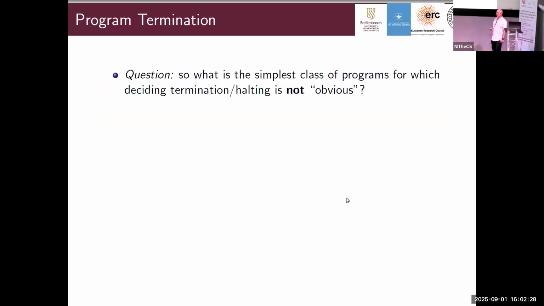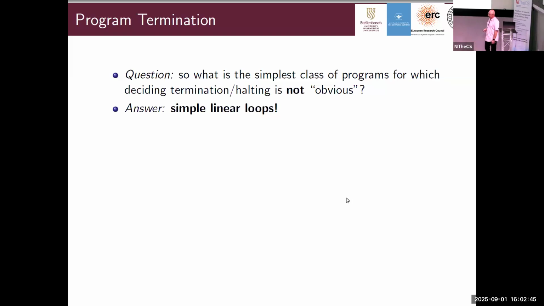So the question that we start with, from, let's say, a computer scientist's point of view: what is the simplest class of programs for which deciding termination or halting is not an obvious question? And the answer is the simple linear loops. So the simplest program you can think of.